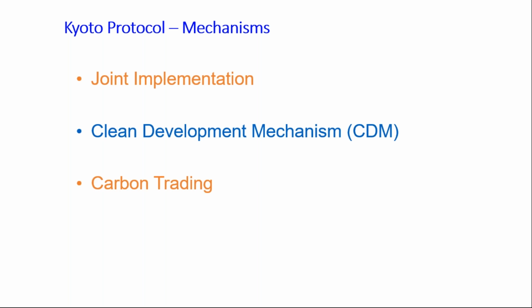And the main solution for following this protocol, to follow these guidelines, is that we have to go for joint implementation, then CDM technology, that is clean development mechanism, and carbon trading. So these are the different solutions or mechanisms decided or concluded in the Kyoto Protocol.